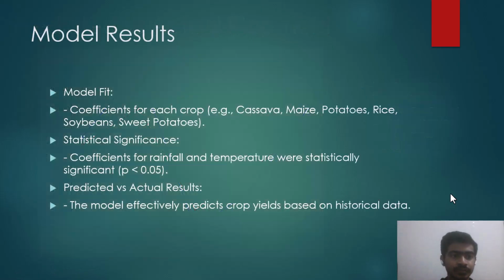Then we have model results, the coefficients for each crop we receive. The statistical significance is that the coefficients for rainfall and temperature were statistically significant, such as P is always less than 0.05, and the predicted and actual results are quite similar and show a similar trend. So we can say that the model is very effective in terms of prediction.